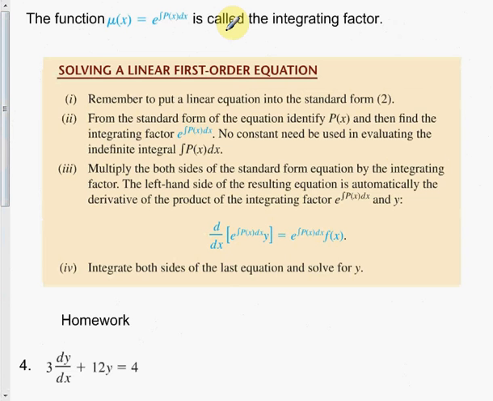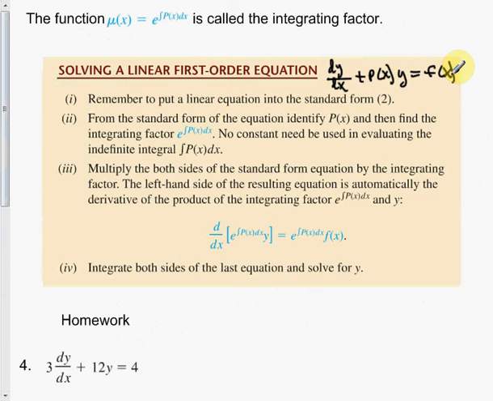What I'm going to do is make sure that I write the equation in the form dy over dx plus p of x times y is equal to f of x. That's what we're saying here in the first step. Remember to put a linear equation in the standard form, dy over dx plus p of x times y is equal to f of x. The reason you're doing that is so you can identify p of x, so you can write mu equal to e to the integral of that p of x dx. That's why you want to write it in that form.